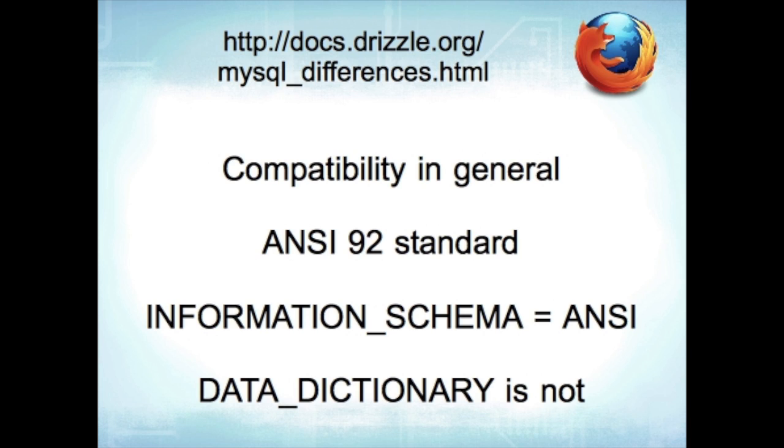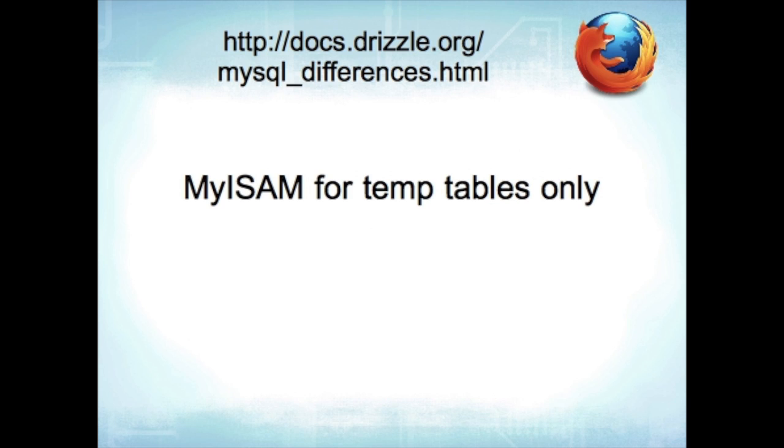In Drizzle, some of that's in information schema, some of it's in data dictionary, so that you instantly know whether it's the standard or not, and whether it's portable or not. So it's trying to make things more portable by doing that. MyISAM exists, but for temporary tables only. InnoDB is the default storage engine for Drizzle, which a lot of people may rejoice and cheer for, although MySQL got that in 5.5. But Drizzle's had it all along.